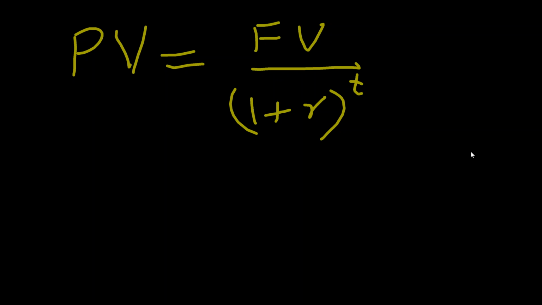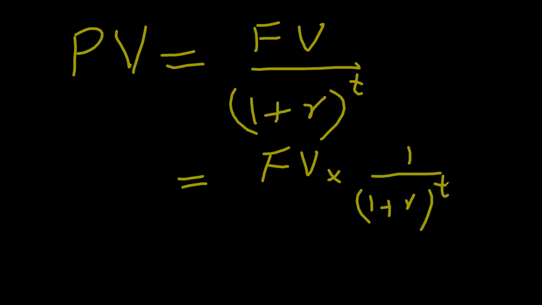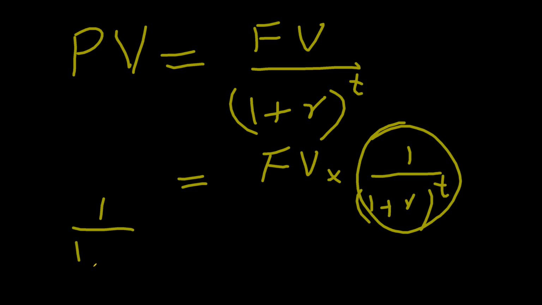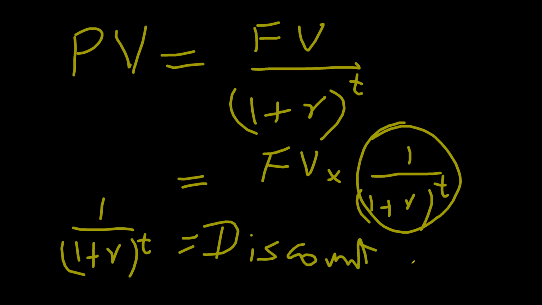But if this is the formula for calculating our present value, then can I write it like that? Future value multiplied by 1 divided by 1 plus r raised to the power t. Are you fine with it? Okay. Let us separate this portion, 1 divided by 1 plus r raised to the power t, and let's call it discount factor.